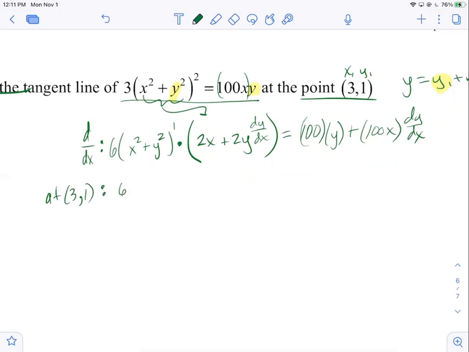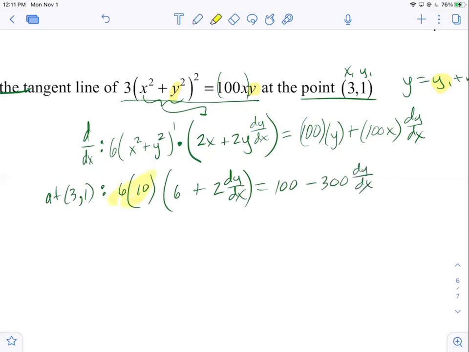This becomes 6 times 3 squared is 9, 1 squared is 1, 9 plus 1 is 10. Oh, that's fantastic. So then that's times 2 times 3 is 6, plus 2 times 1 is 2, dy/dx. And that equals 100 times y, which is 100 times 1, minus 300 dy/dx. And notice what we really have in front is a 60, right? That's a 60.